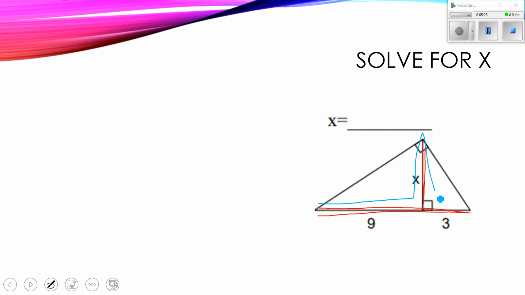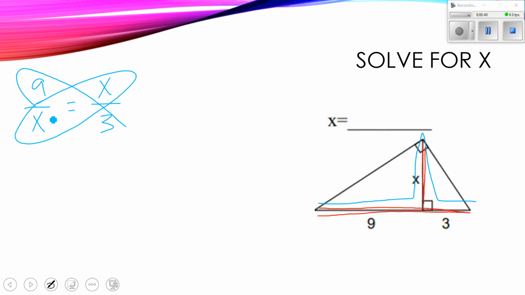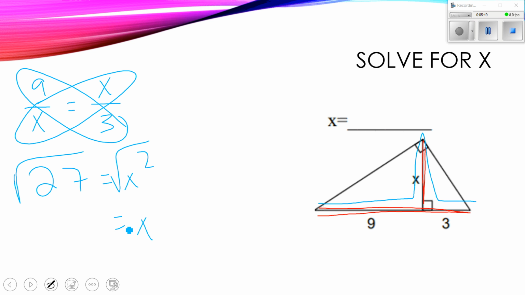So I'm going to draw the heartbeat shape. Over, up, down, over. I make my blank proportion. Going from left to right, I went over 9, up x, down x, over 3. Cross multiply and solve. 27 equals x squared. Square root both sides. X equals the square root of 27, or simplified, 3 root 3.